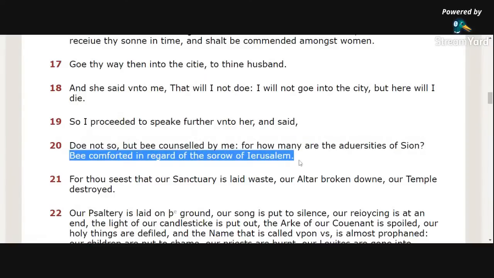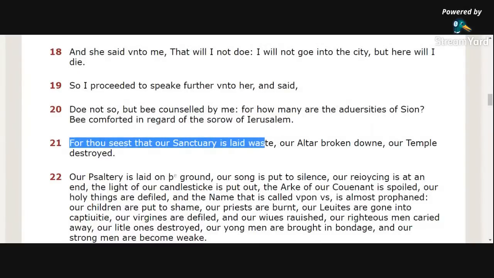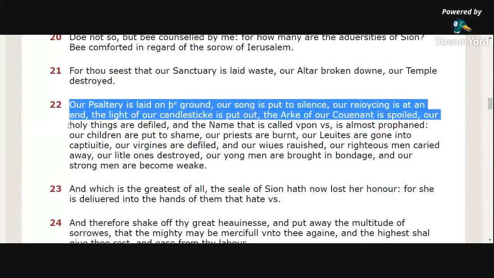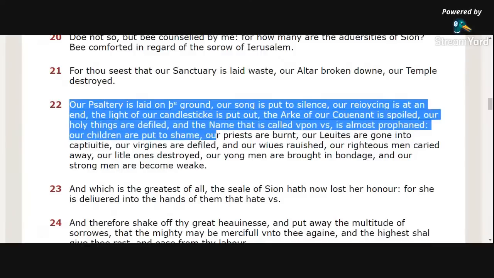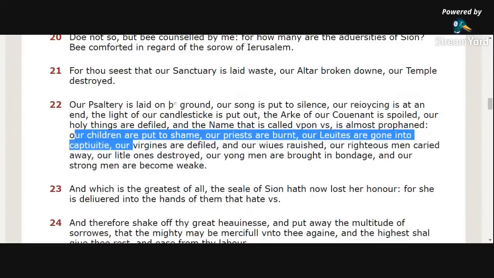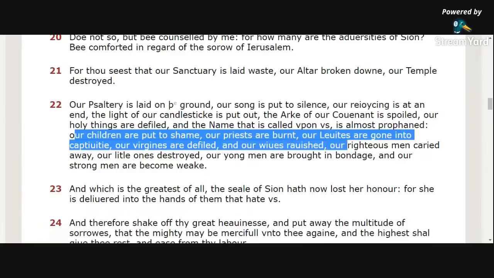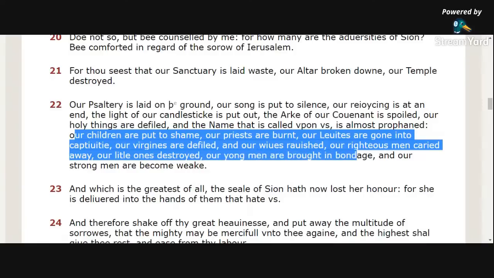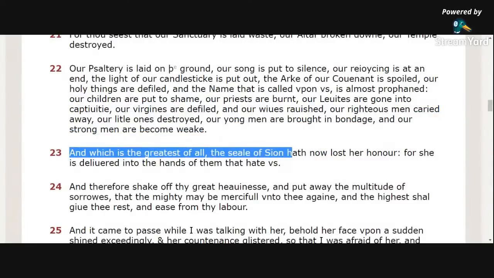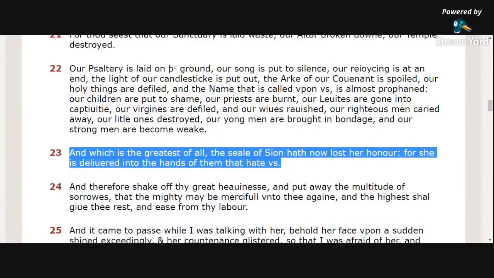Be confident in regard of the sorrow of Jerusalem, for thou seest that our sanctuary is laid waste, our altar is broken down, our temple destroyed, our psaltery is laid on the ground, our song is put to silence, our rejoicing is at an end, the light of our candlesticks is put out, the ark of our covenant is spoiled, our holy things are defiled, and the name that is called upon us is almost profaned. Our children are put to shame. Our priests are burnt. Our Levites are gone into captivity. Our virgins are defiled and our wives ravished. Our righteous men carried away. Our little ones destroyed. Our young men are brought in bondage and our strong men have become weak. And which is the greatest of all? The seal of Zion hath now lost her honor, for she is delivered into the hands of them that hate us.